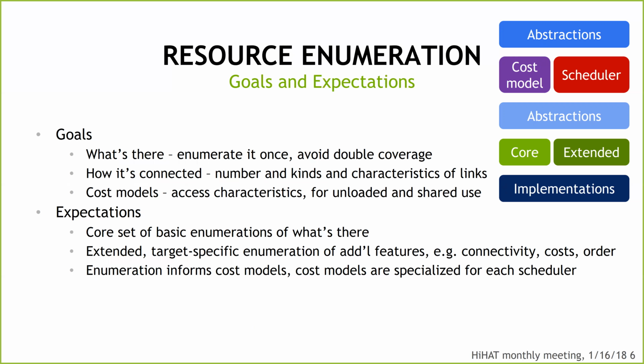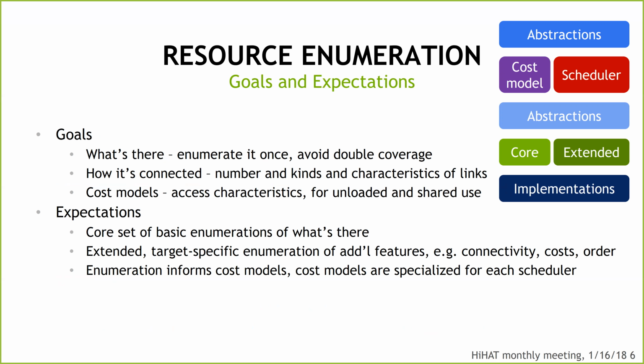You also probably want to enumerate how it's connected, the number of kinds and characteristics of links. And then there's the whole notion of cost models for access characteristics, for unloaded and shared loads, and bazillions of different combinations of different kinds of things. So I think that we can agree, as a community, on a core set of basic enumerations of what's there. I think we'll want to have an extended target-specific enumeration of additional features such as connectivity and costs and order and those kinds of things.